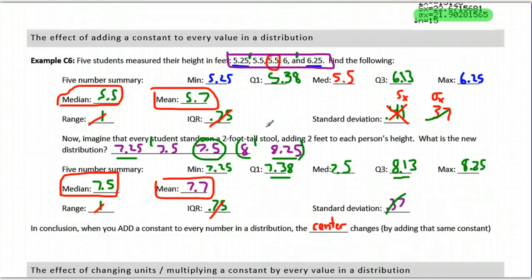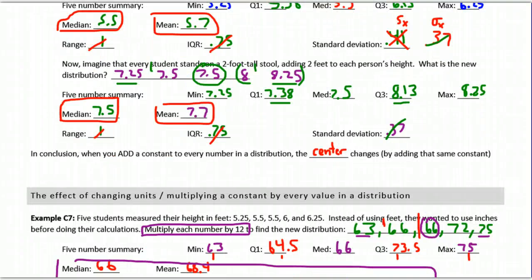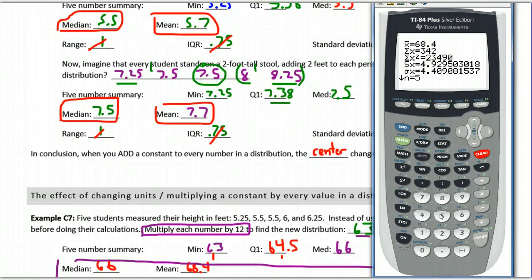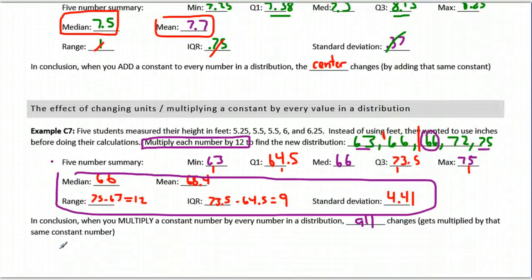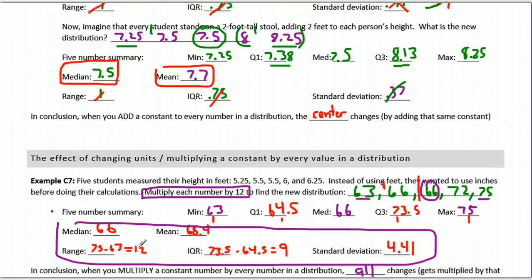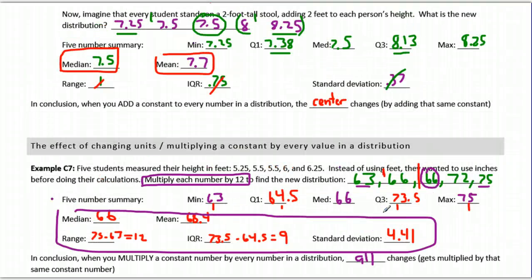Let's verify that that's true real quick. So we have 5.5 originally. Clear this out. 5.5 times 12 should be the median below. Well, if I do the right operation, that might work. 5.5 times 12, 66. There you go. 5.7, our previous mean, times 12 comes out to exactly 68.4. And then obviously 1 times 12 is 12. 0.75 or 3/4 of 12 is going to be 9. And you'll just have to take my word for it that 0.37 times 12 is 4.41.